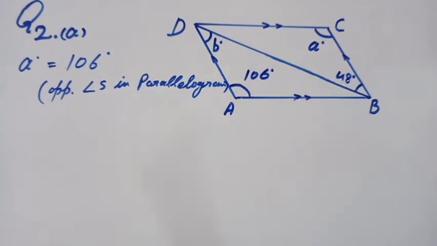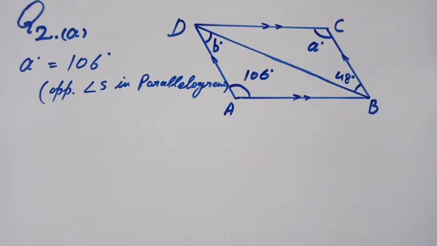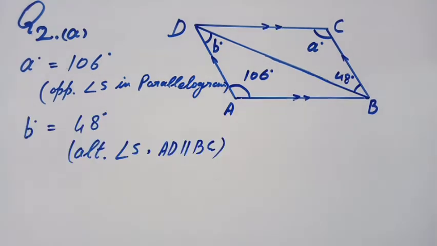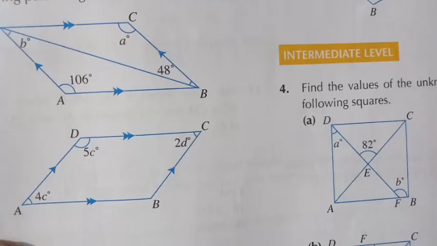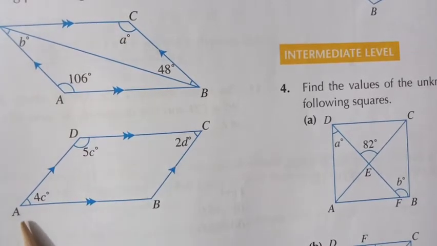What is this? Yes, alternate angles. Very right. This way we have found angle A and angle B, right? Now the next figure of part B.